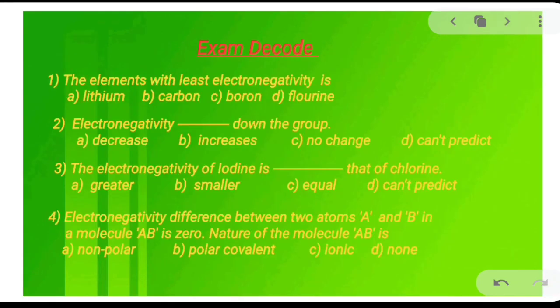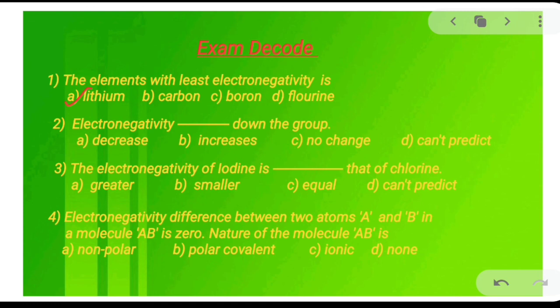Now let us discuss a few questions in our exam decode session to help you excel in your exam. The first question is: the element with least electronegativity. The options given here are lithium, carbon, boron, and fluorine, which are present in a period. They are present in the second period. So lithium is present as the first element in the second period. So lithium has the least electronegativity.